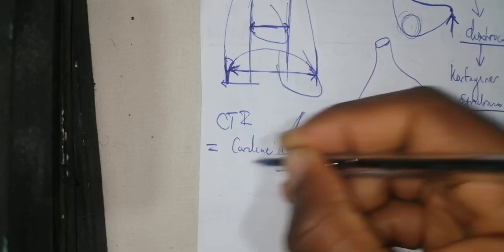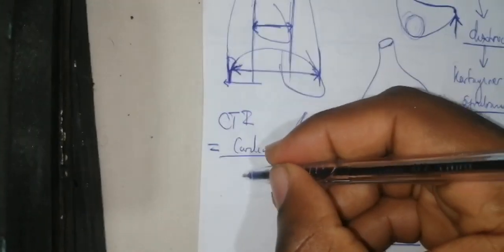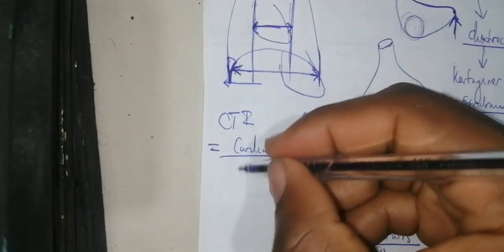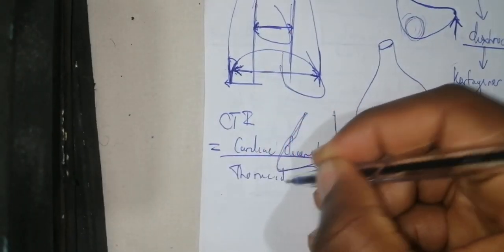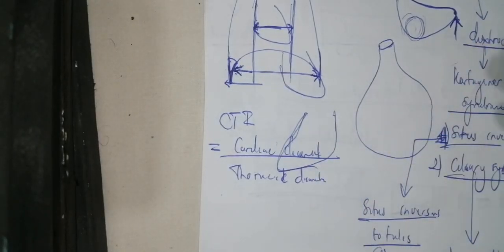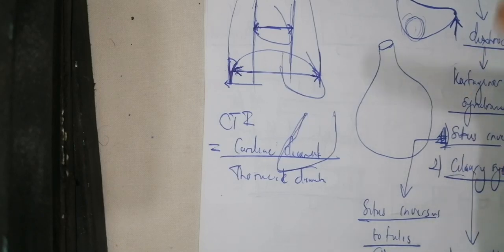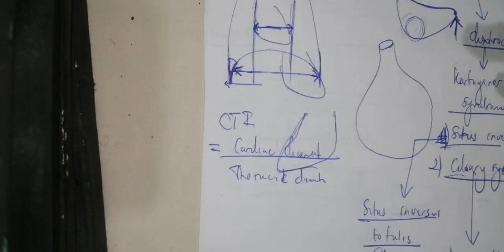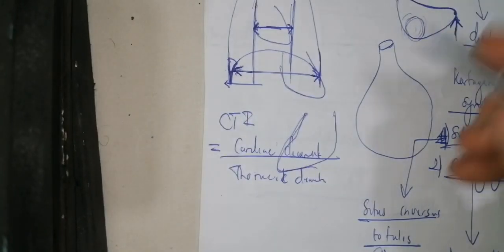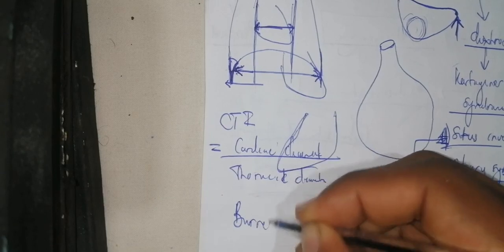The largest cardiac diameter divided by the distance between the two costodiaphragmatic angles, which is also called the thoracic diameter. We have two thoracic diameters: the anteroposterior thoracic diameter and the lateral thoracic diameter. Is it clear? When the anteroposterior diameter and the lateral thoracic diameter are equal, it is called a case of a barrel chest.